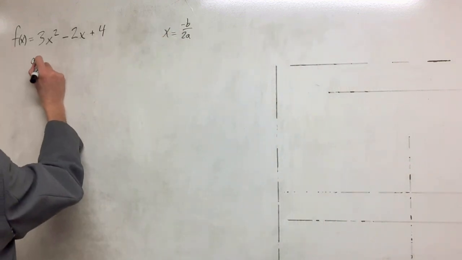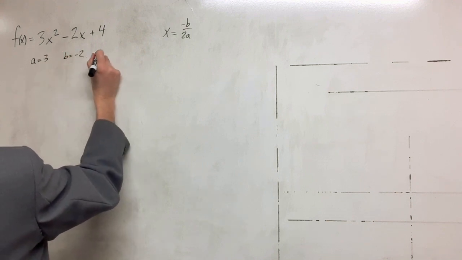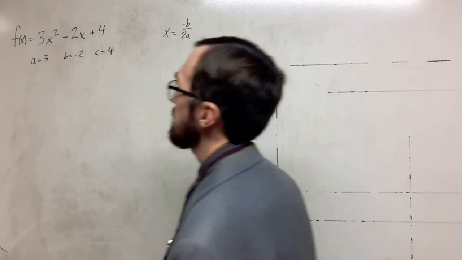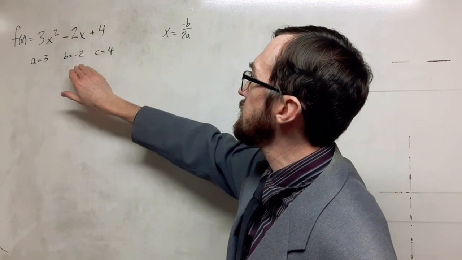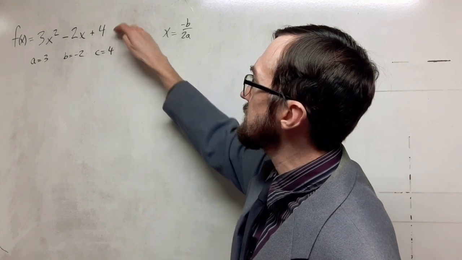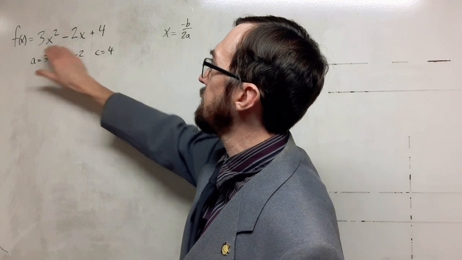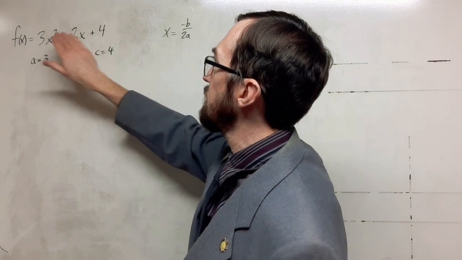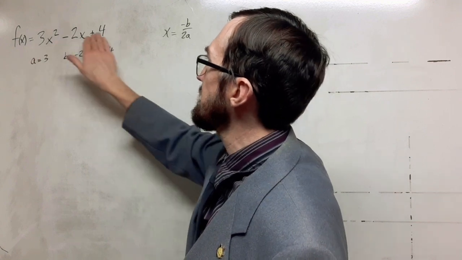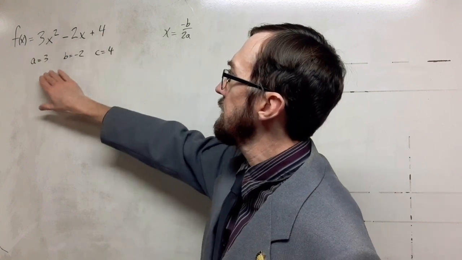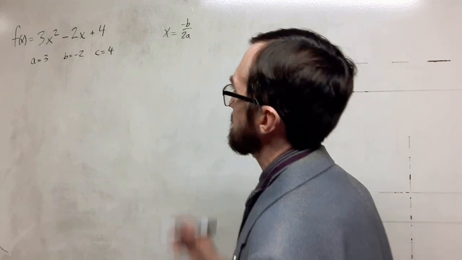Let me just label this. In the particular example that we have, 3 is the a value, -2 is the b value, and +4 is the c value. Since standard form is in the positive, this monomial plus this monomial plus this monomial, anytime we see a negative or a subtraction, that is showing that our coefficient carries that sign.